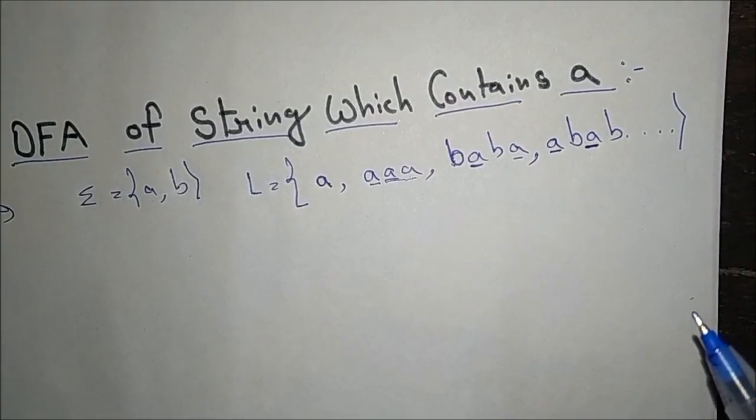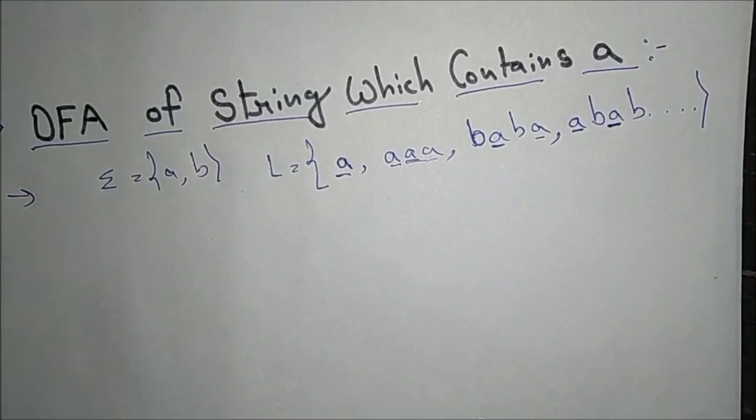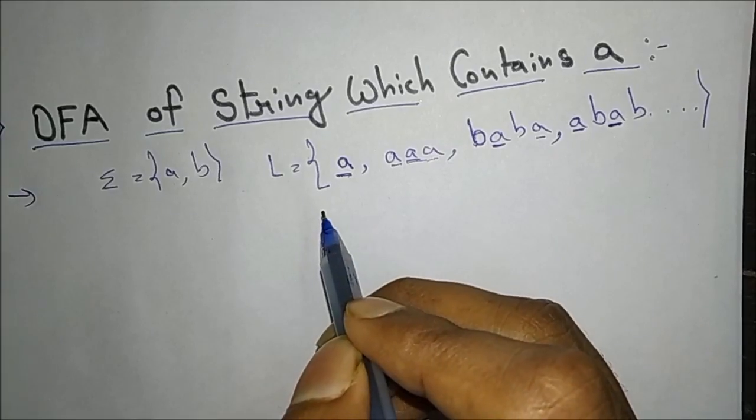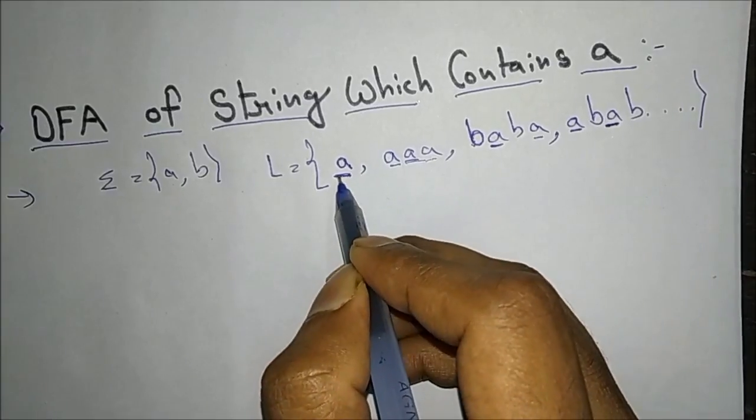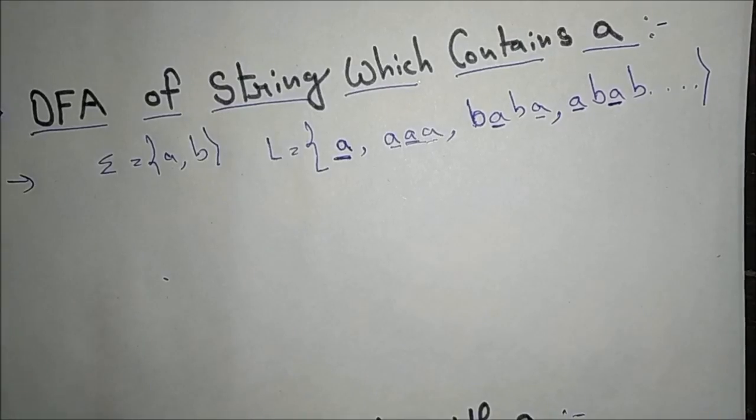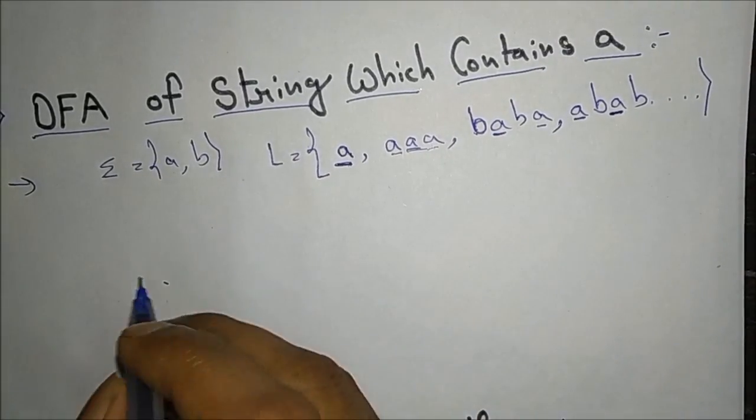So we have to draw a finite machine, a deterministic machine. When we draw a deterministic machine, we always take the smallest string to draw the DFA. In this language, the smallest string is A, so we'll take A to draw the DFA. In the previous video, we saw how to draw a DFA for strings starting with A. Now we are seeing how to draw a DFA for strings that contain A.